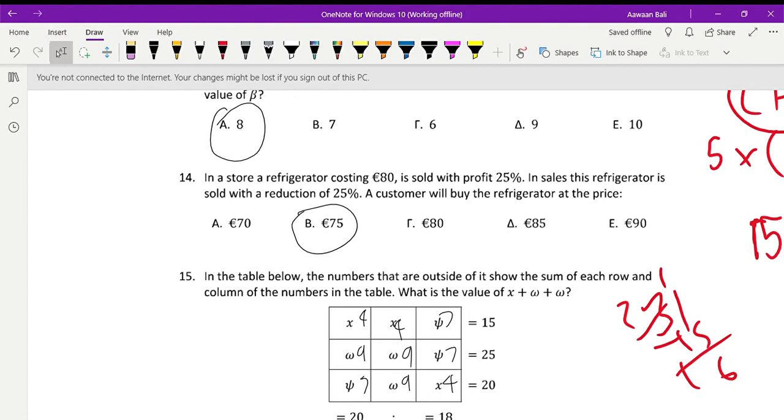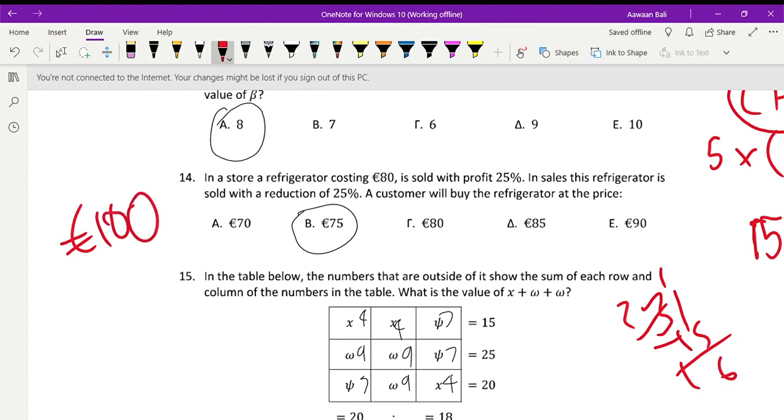So first it's sold with a profit of 25%, which means it will be sold at a price 25% more, which means it's a quarter more. A quarter of 80 is 20. So 80 plus 20 is €100. So it gets €100.